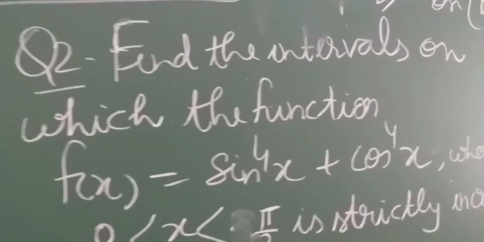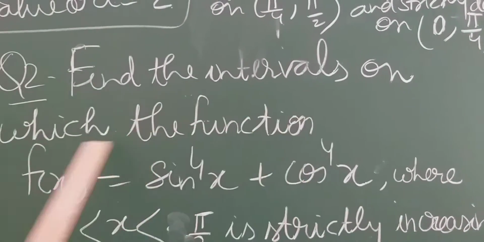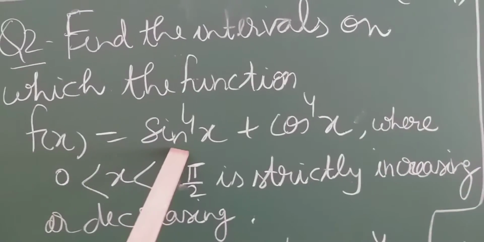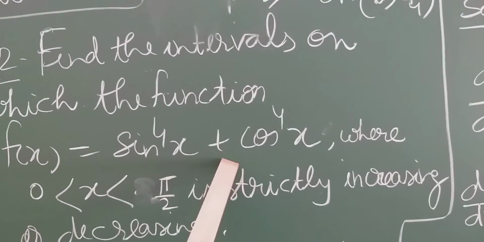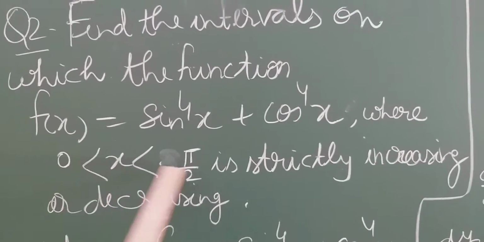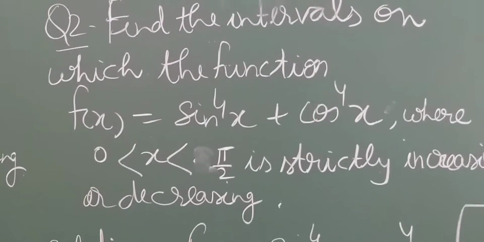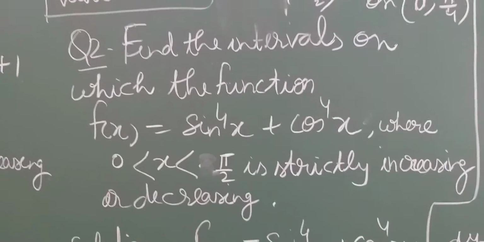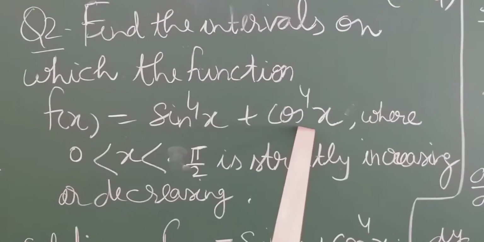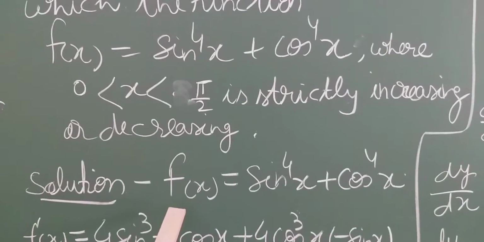Now students, second question. Find the interval on which the function f(x) = sin to the power 4 x plus cos to the power 4 x, where x belongs to (0, pi by 2), is strictly increasing or decreasing. In this question, we have to find the interval. The function is given to us. So first of all, we have to find out its derivative.